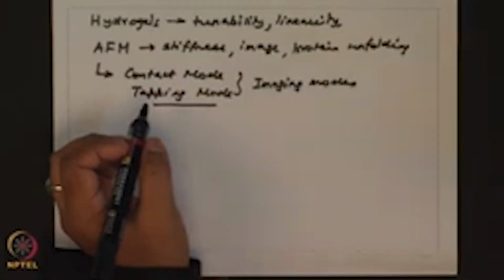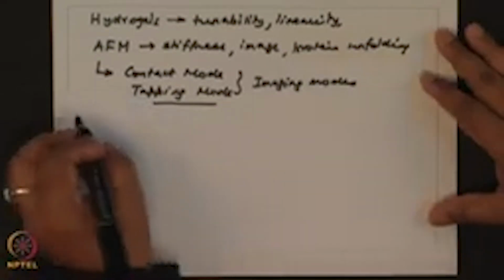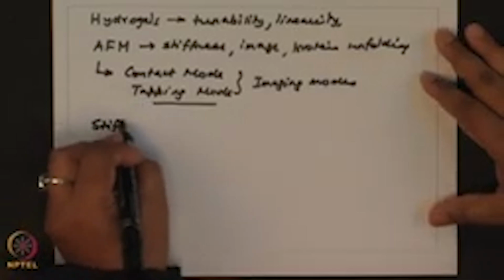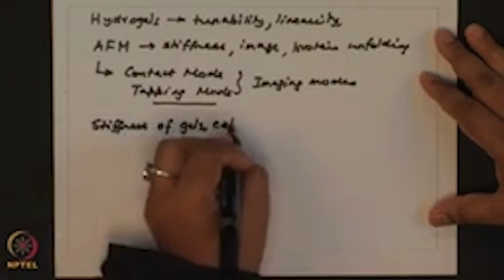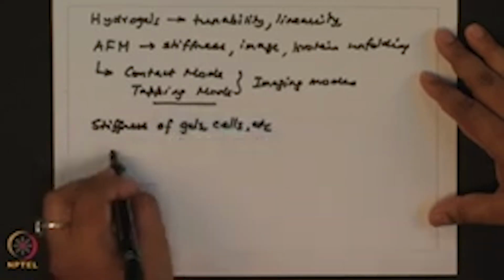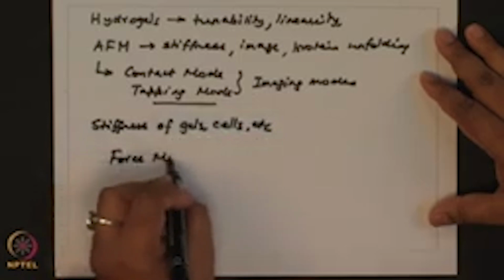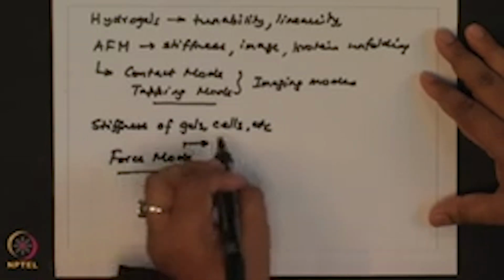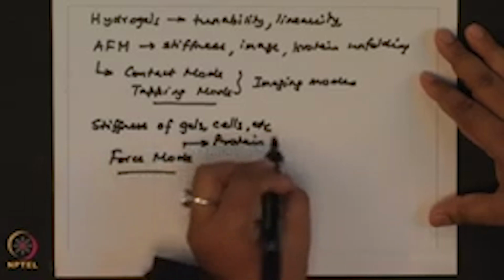And you have the tapping mode, in which you are in intermittent contact, and what you control is the amplitude set point. Tapping mode is more suitable for imaging cells which are loosely adherent and can be dislodged upon lateral friction. And for measuring stiffness of gels, cells, etc., you use the force mode of operation. This is the same mode you also use for probing protein unfolding.